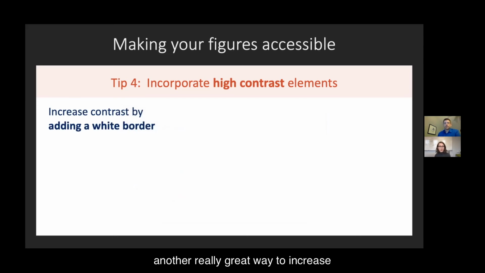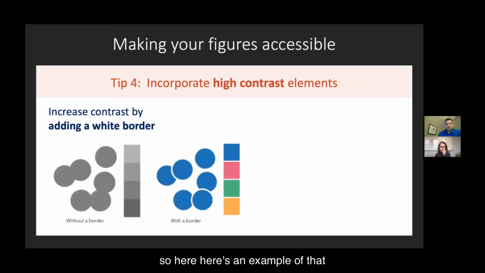Another really great way to increase contrast is to add a white border around your data elements. So here's an example of that. Here on the left side, we have data points that kind of mesh together. It's really hard to distinguish between the data points. But if you add a white border, you can easily see the individual data points. That goes a long way with being able to tell data points apart from each other, especially if they're overlapping like this.